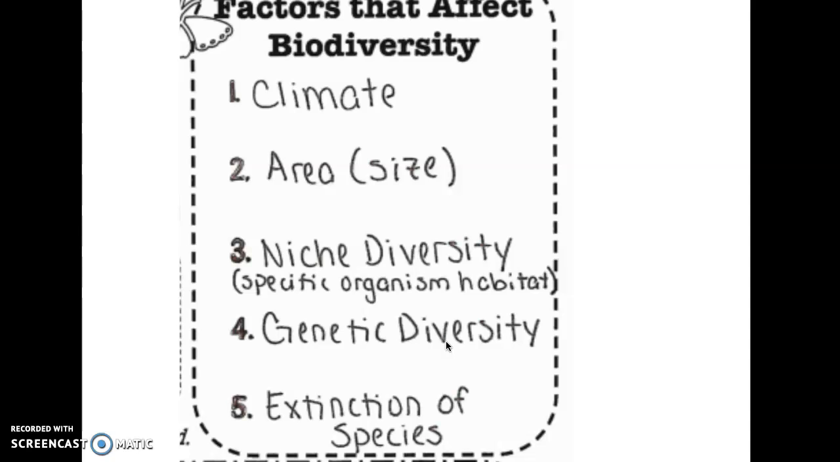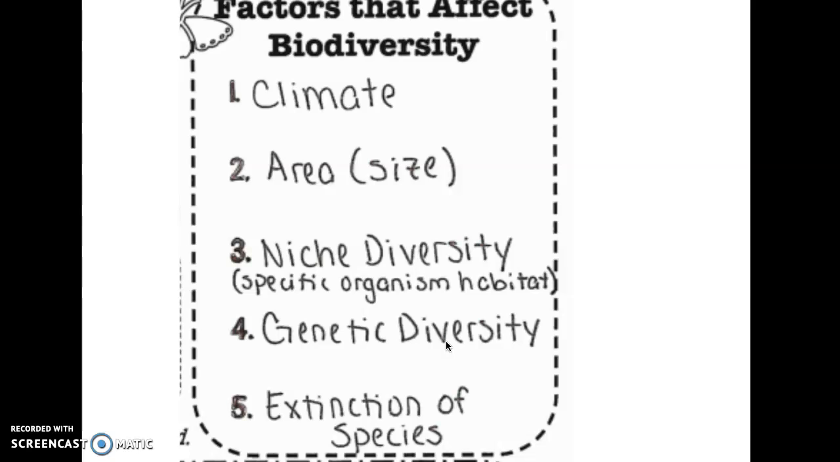The size of an area can affect our biodiversity. Generally, the more space we have, the more organisms we can support. That's why habitat fragmentation, or decreasing habitat of an ecosystem, is such an issue, because we're making it smaller and smaller, making it harder for that biodiversity to form.